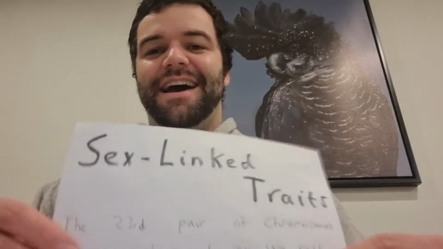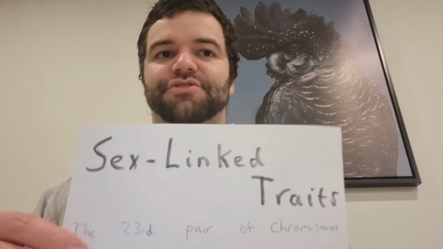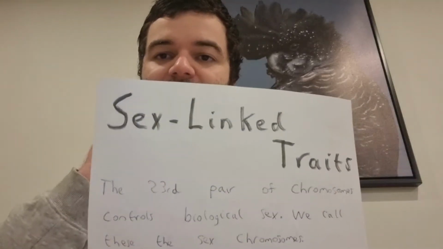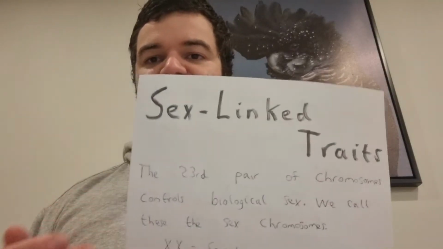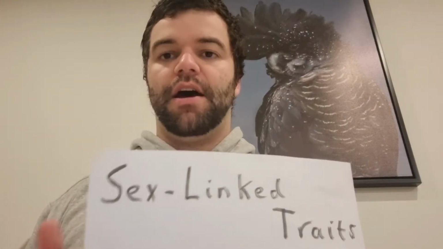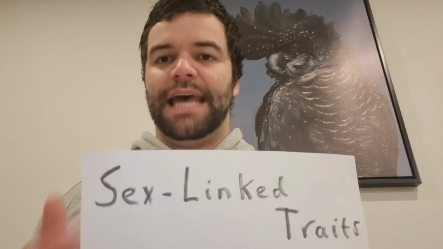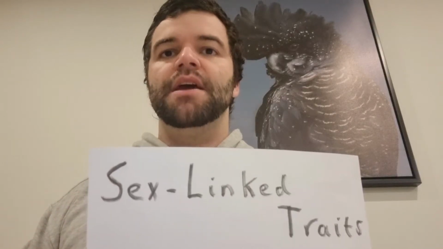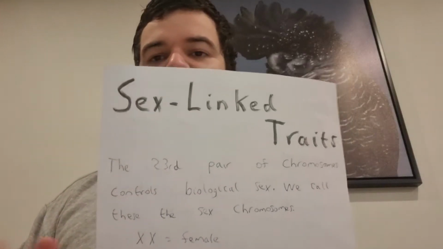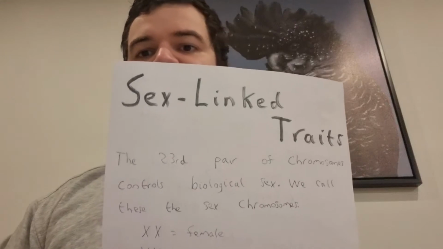There we go. So yeah, we're looking at what we call sex-linked traits. So far when we've looked at inheritance, we've been looking at inheritance of genes on what we call the autosomes. So the autosomes are all of your chromosomes except for the sex chromosomes, okay? But the 23rd pair of chromosomes are the sex chromosomes. And for that, the inheritance works slightly differently.